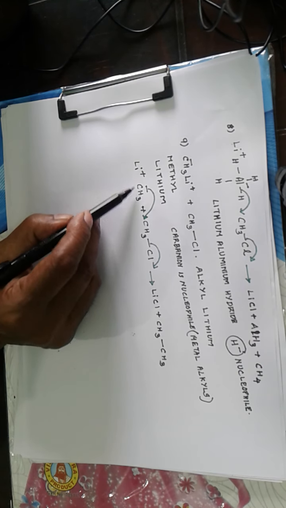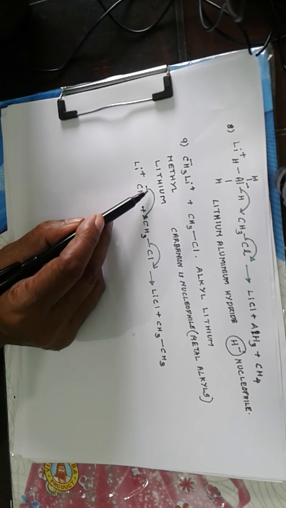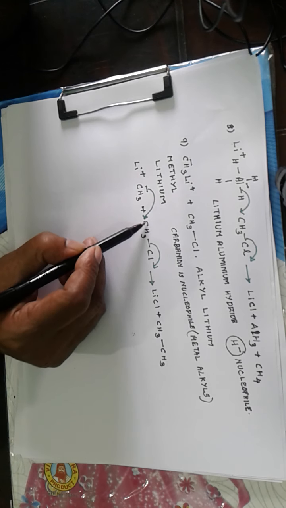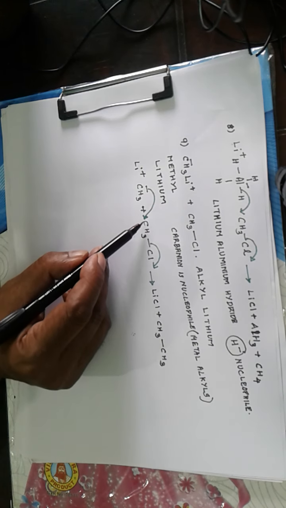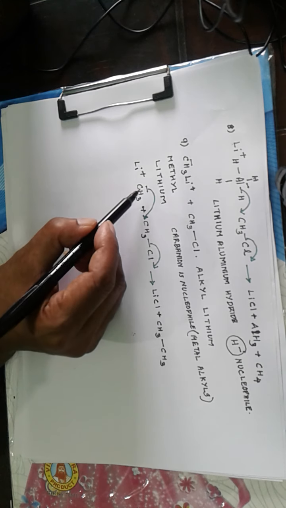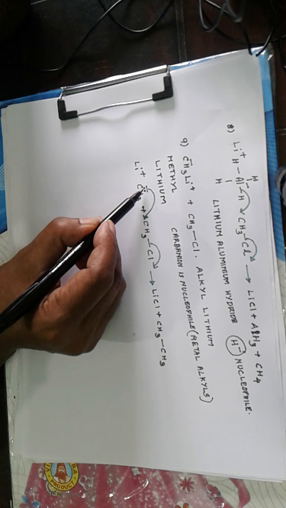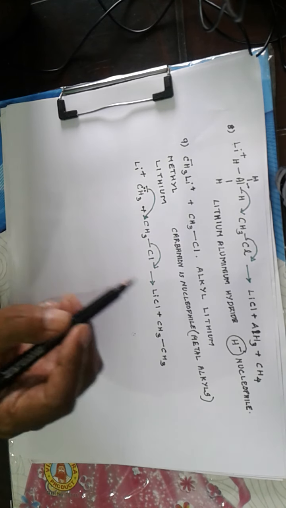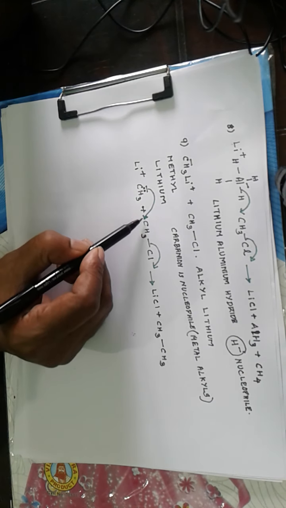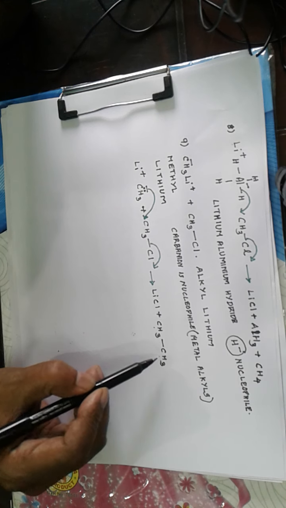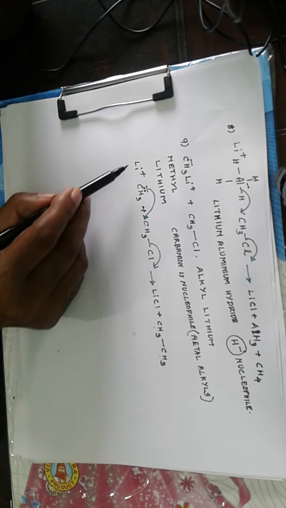So methyl lithium, this compound, the carbanion, acting as nucleophile, attacks the CH3 part. So this carbon is attacked by this methyl carbanion. It possesses a pair of electrons, so this lone pair of electrons is given to this carbon. Now when the lone pair moves towards this carbon, one electron is given to this carbon so that the negative charge neutralizes and we get CH3 bond CH3, and this Cl negative combines with the Li positive giving lithium chloride.